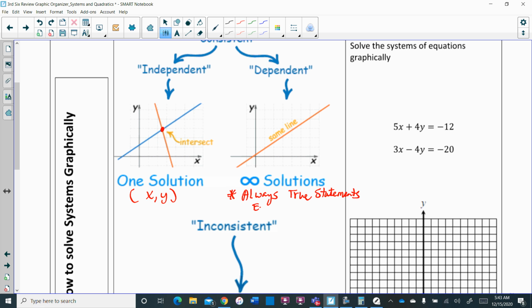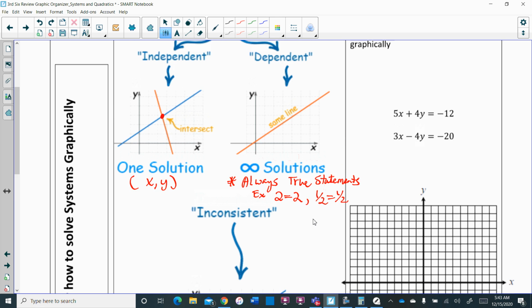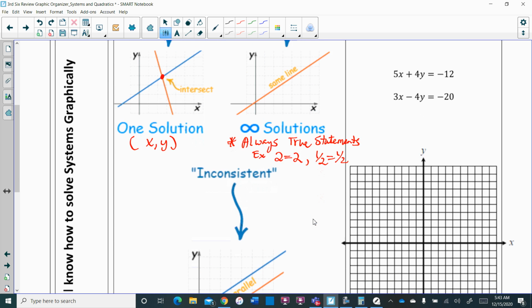For example, like I know 2 always equals 2. 1/2 always equals 1/2. It does not equal anything else. If I come up with 2 constants equal to each other, that is always true. So this would be infinite solutions. And infinite solutions are consistent, but they're dependent.